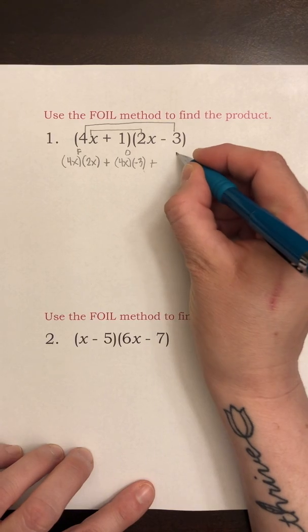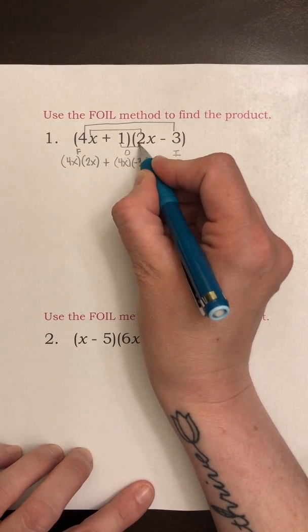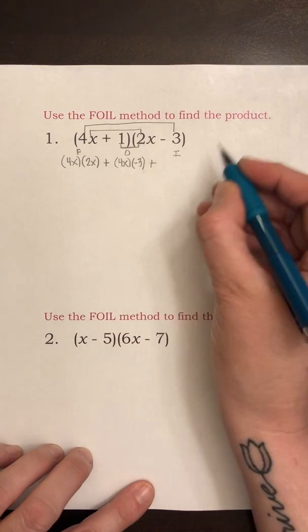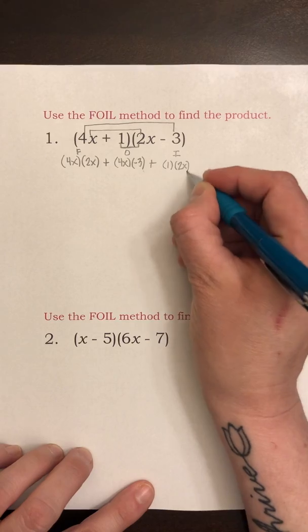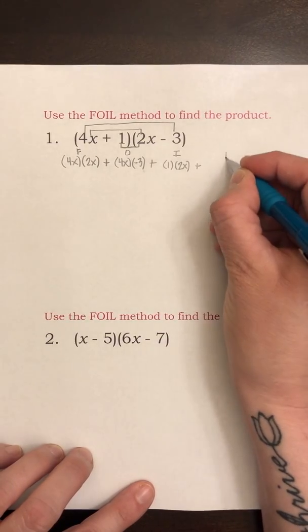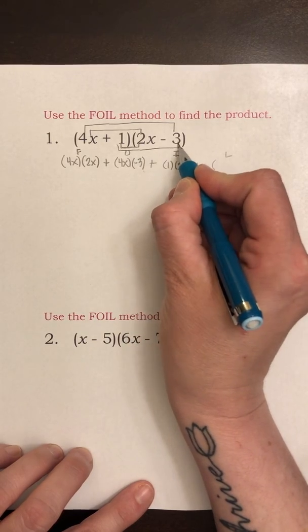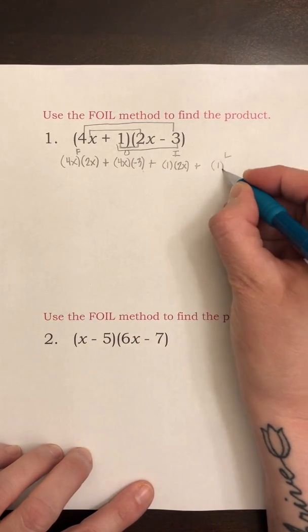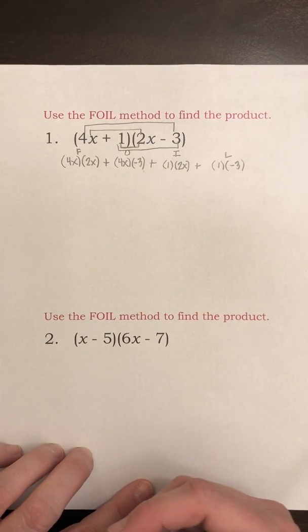Then I'm going to go to the next letter, I for inner. That's going to be these 2 right inside here. So I have a positive 1 and a positive 2x. And then I'm going to get to L for last. I want the last term from each set of parentheses. So that positive 1 and the negative 3. Now I'm going to do the multiplication.